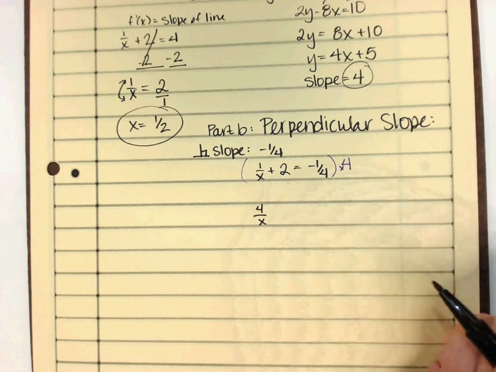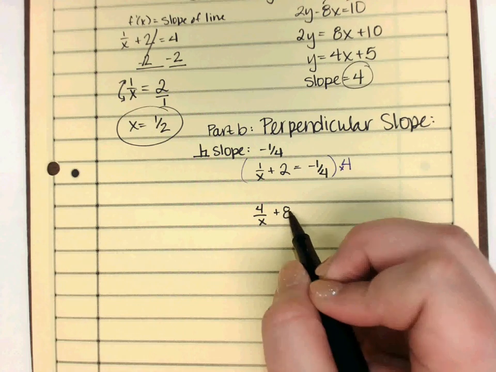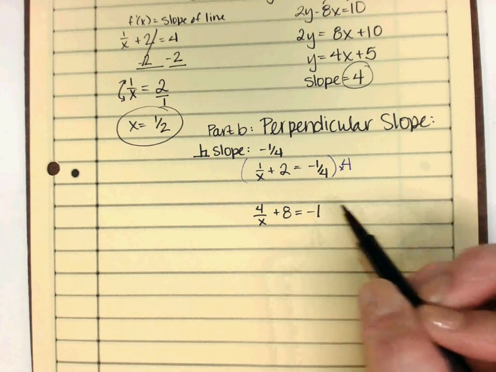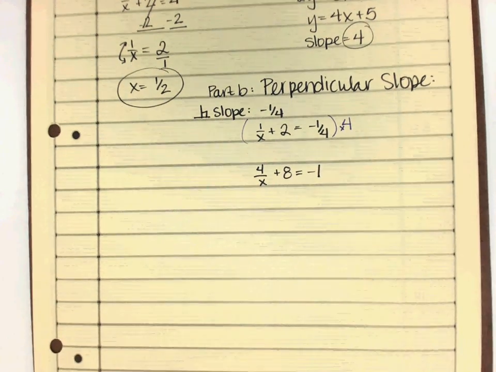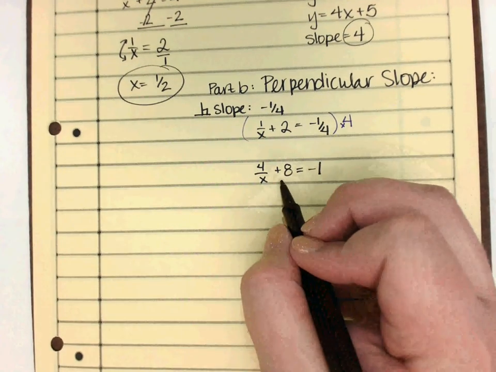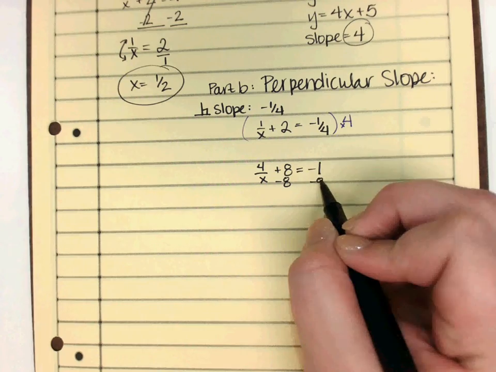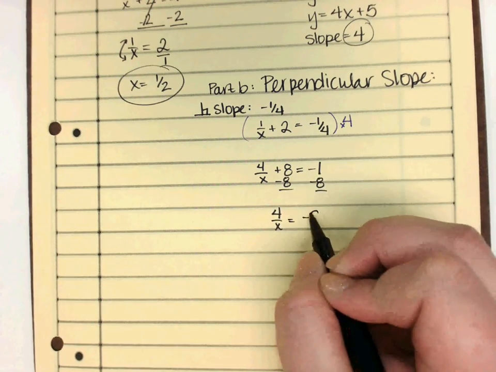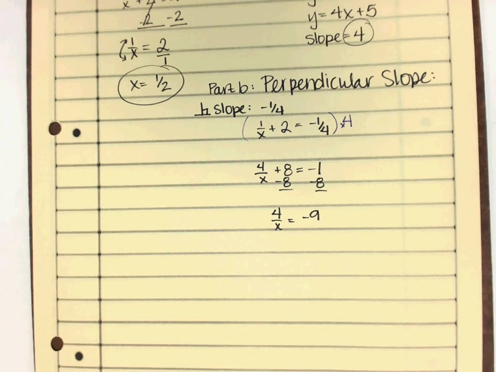What's my plus 2 now? 8. What's my minus a fourth now? Negative 1. Yeah? Then from there, I'm going to minus my 8 across. What's negative 8 from minus 1? 4 over x equals negative 9. Then I'm going to reciprocal both sides.